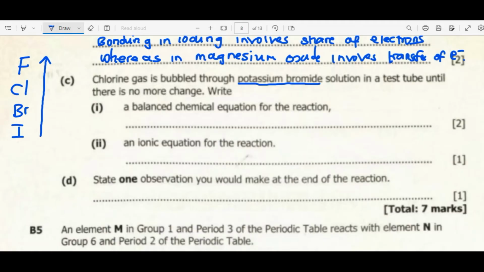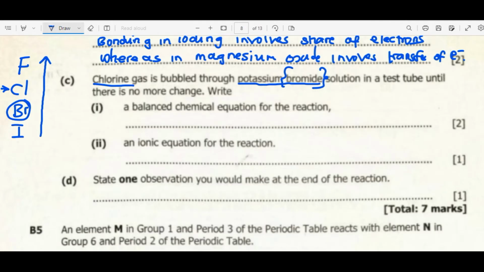So first, before we dive into answering the question, we need to ask ourselves: will this reaction take place? So the question is, can chlorine displace bromide? Is this possible? We need to look at the trend. We can see that chlorine is above bromine, so chlorine is more reactive than bromine, so this reaction is possible. So first, I'm going to begin with the word equation.